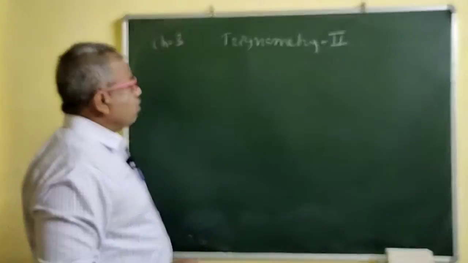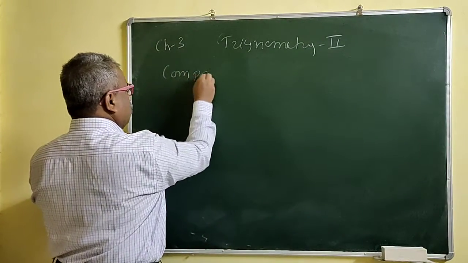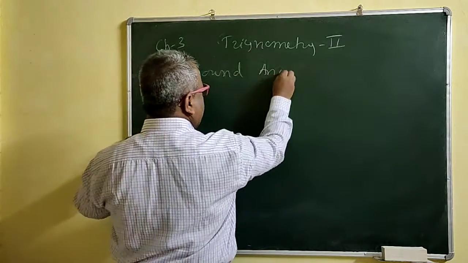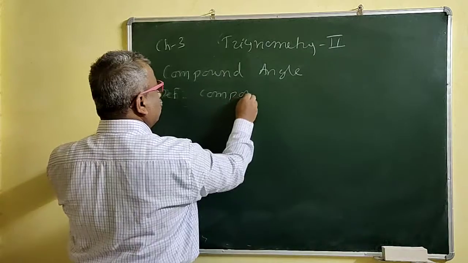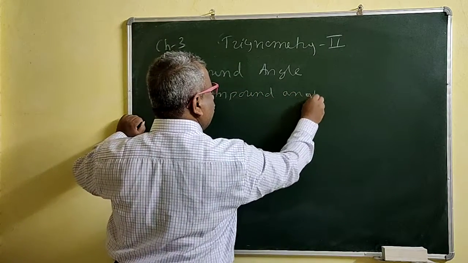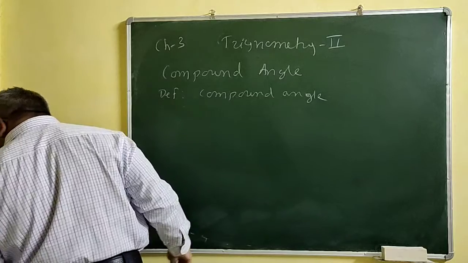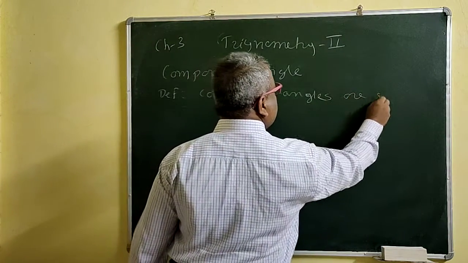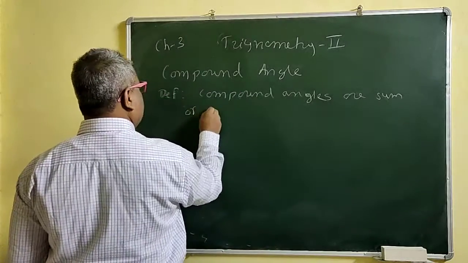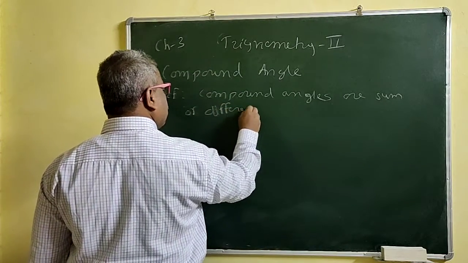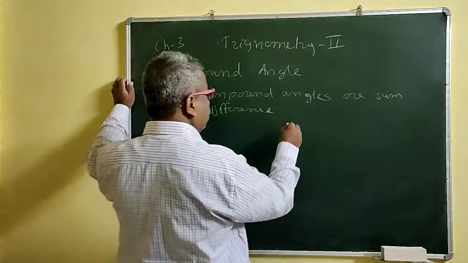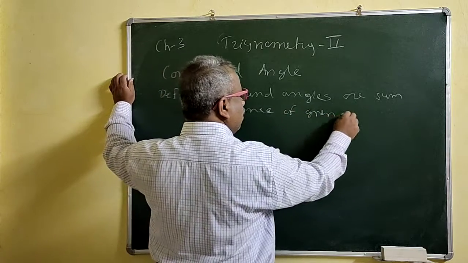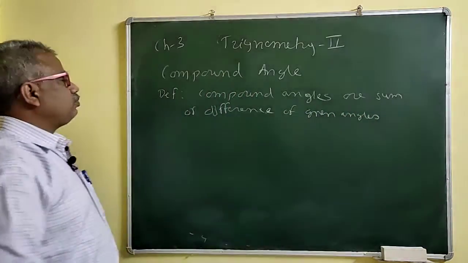Okay, so in this chapter, what we have to do? Compound angle. Definition of compound angle: compound angles are the sum or difference of given angles.